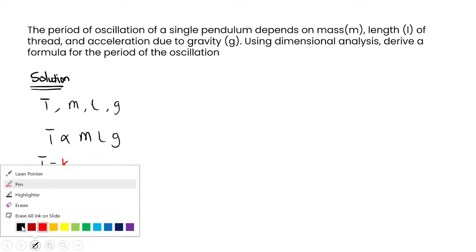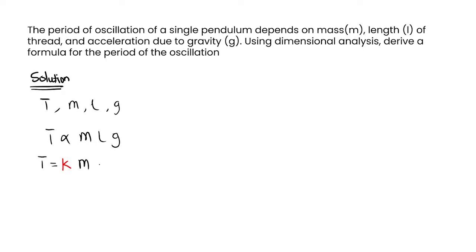So we have the constant k, and then we have the m, the L, and then the G over here. What we'll do is introduce some powers for these quantities. For the m we give it x, for the L we give it y, and for the G we give it power z. You can use A, B, C or any alphabet to denote it, but x, y, z makes it much easier.